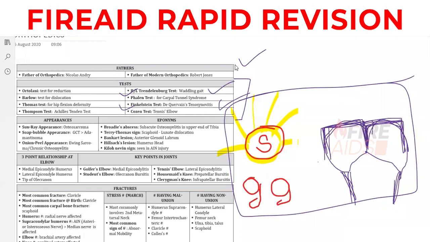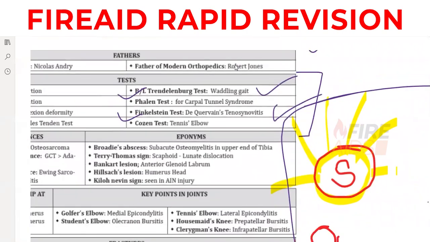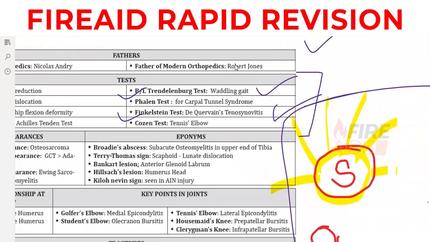Okay, then the next is some signs and lesions. They're called eponyms. First is Brodie's abscess, which is subacute osteomyelitis in the upper end of tibia. Next is Terry Thomas sign, which is scapholunate dislocation. Then Bankart's lesion, anterior glenoid labrum. Hill-Sachs lesion in the humerus head.